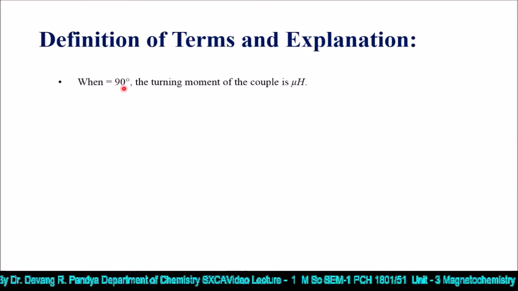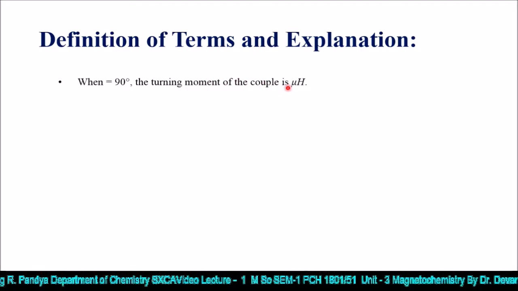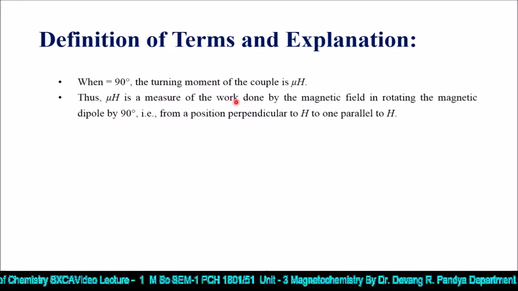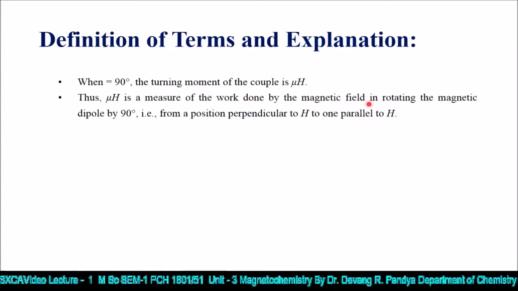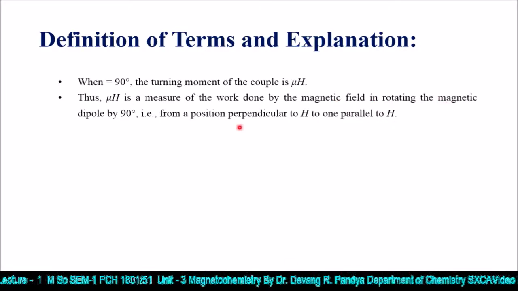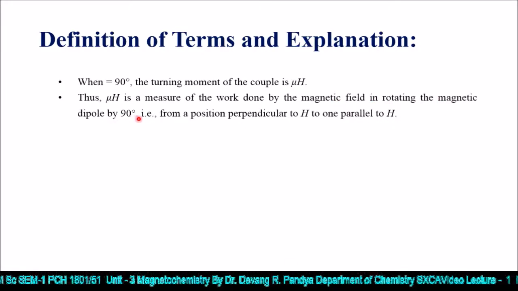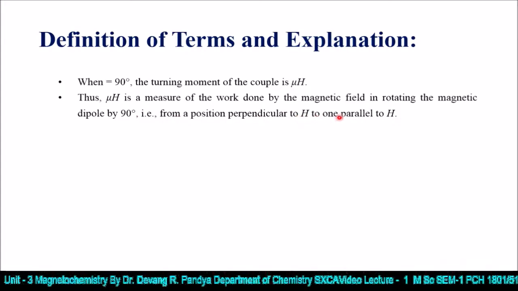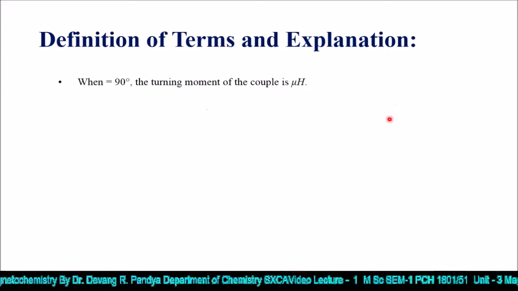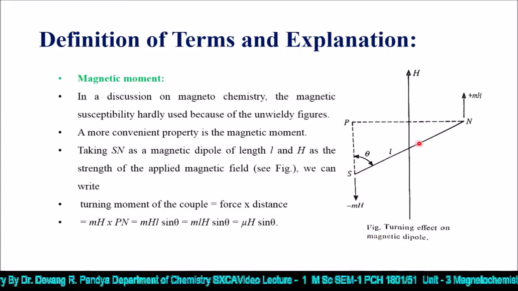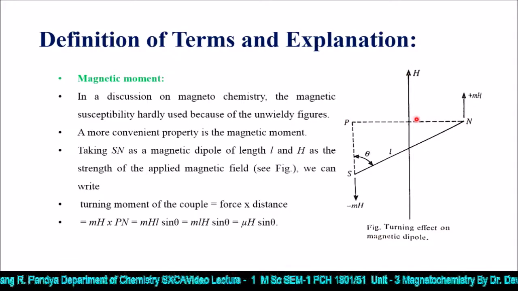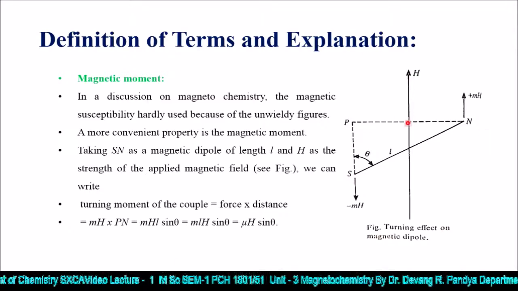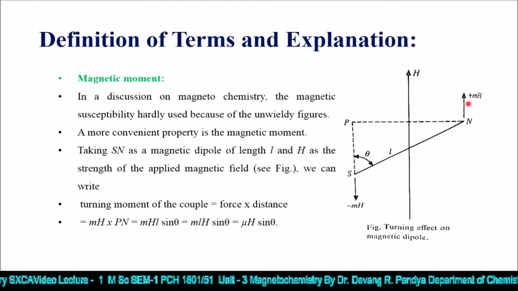When 90 degree, the turning moment of the couple is mu H. Thus, mu H is a measure of the work done by the magnetic field in rotating the magnetic dipole by 90 degree from a position perpendicular to the H to one parallel to H. So here you can see in the previous figure, this is the H. Now it is in a perpendicular direction. We need to move 90 degree so that from perpendicular it turns to parallel direction.